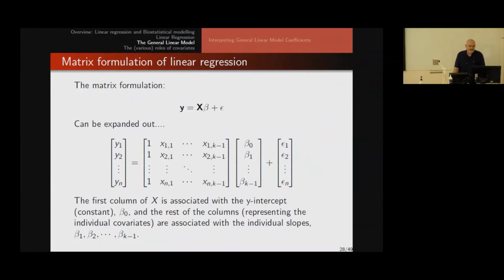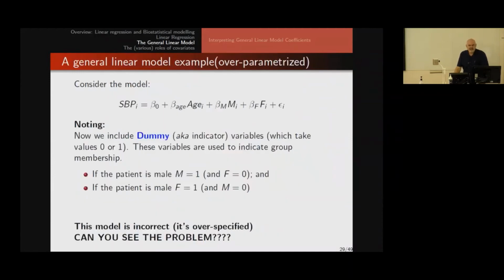So now let's consider our first general linear model, and I'm going to tell you first up, it's wrong. It's actually wrong, and I want you to spot what's wrong with it. Here we've got SBP, in terms of a continuous variable age, as before in our simple linear regression, but now I've added 2 additional variables, M, which is a dummy variable for males, and F, which is a dummy variable for females.